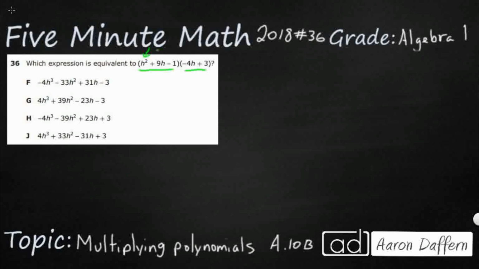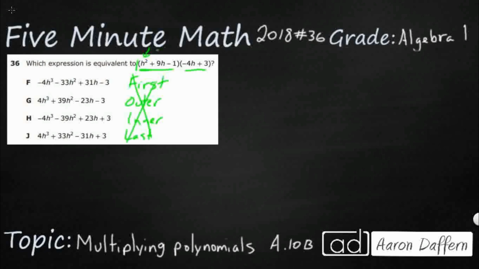So normally when we see multiplying polynomials, we think FOIL, right? First, outer, inner, and then last. And you know what? FOIL is great when you're multiplying binomials. But since we've got a trinomial right here, it's not really going to help us. So we need another method.